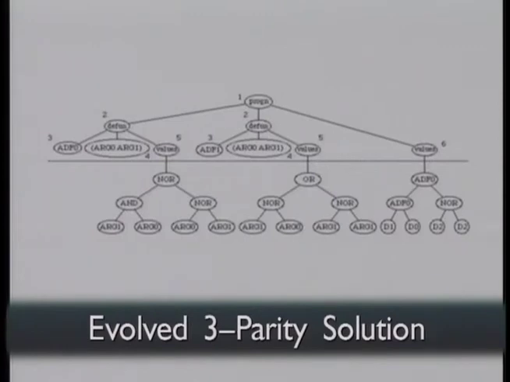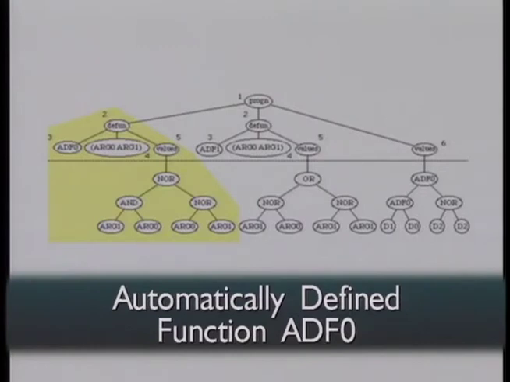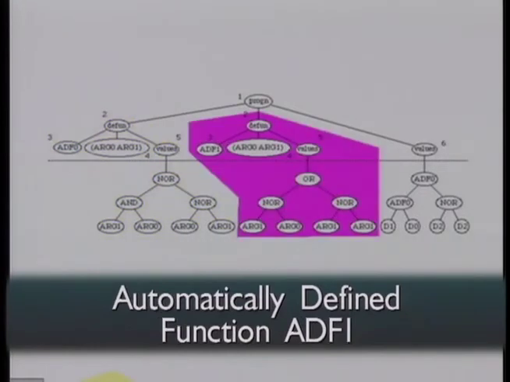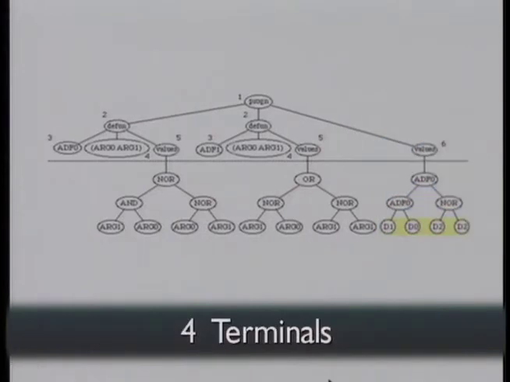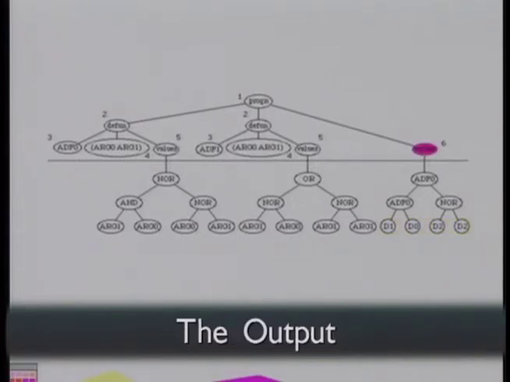Looking at this same evolved solution as a rooted point-labeled tree with ordered branches, we see the first function-defining branch, ADF0, the second function-defining branch, ADF1, and the result-producing branch. The result-producing branch contains the actual variables of the problem, D0, D1, and D2. These are the inputs to the overall evolved computer program. The value produced by the result-producing branch is the output of the computer program.